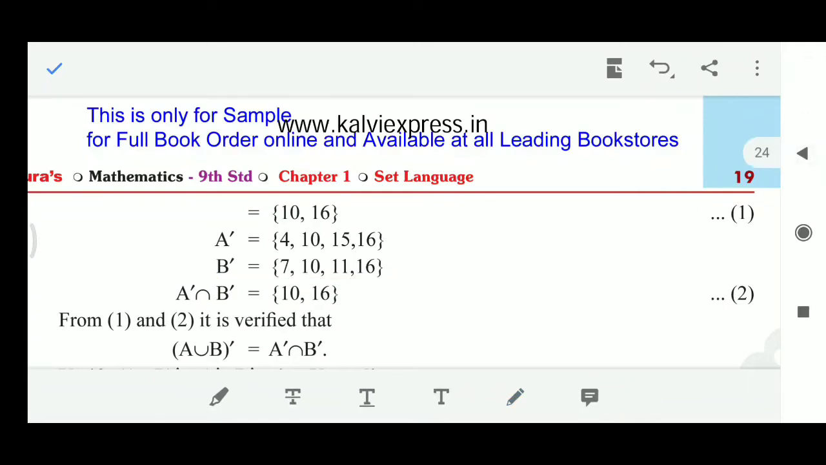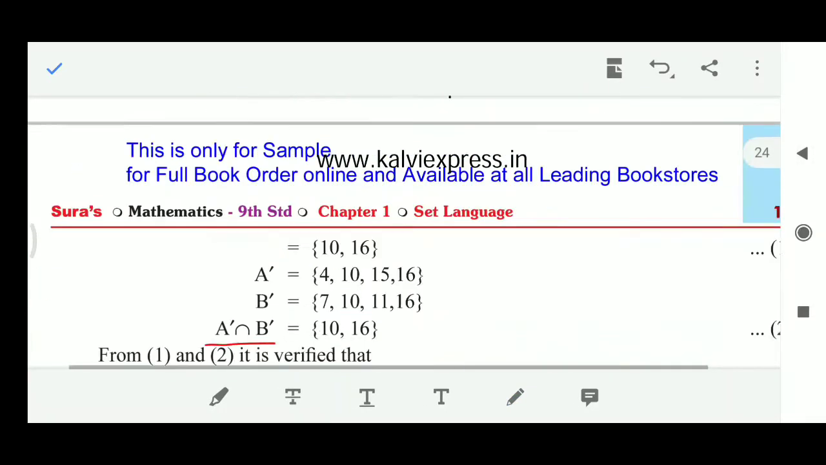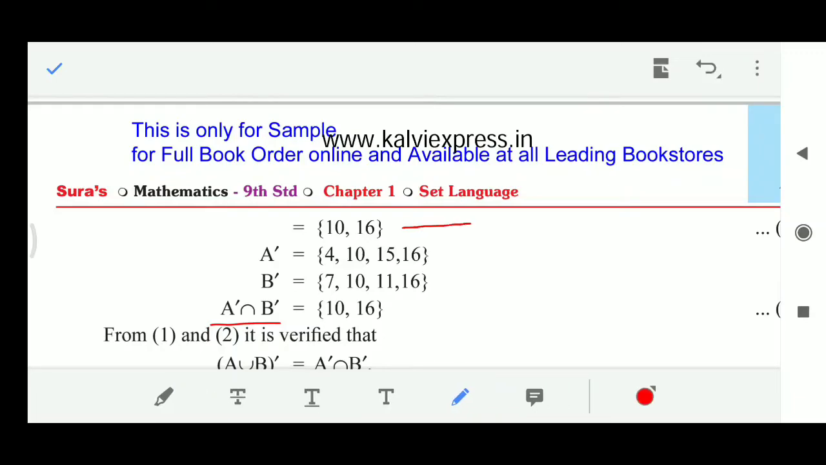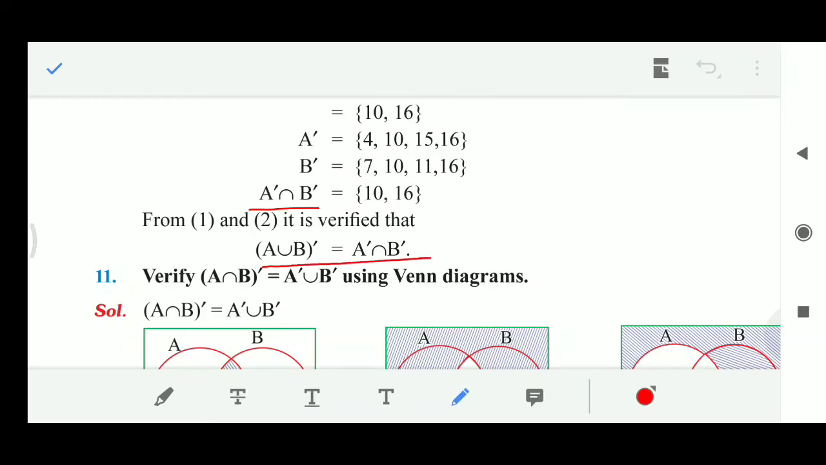Now we have to intersect these two sets. A dash intersection B dash is equal to 10, 16, which are the common elements between A dash and B dash. Now look at equations 1 and 2. So A union B whole dash is equal to A dash intersection B dash. These two sets have 10, 16 as the common elements. So it is verified that A union B whole dash is equal to A dash intersection B dash.